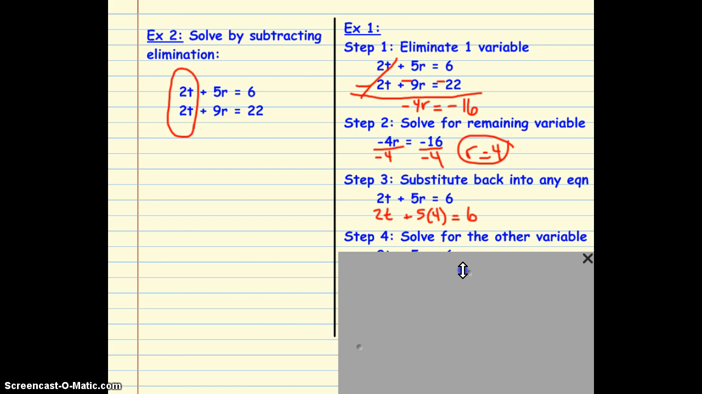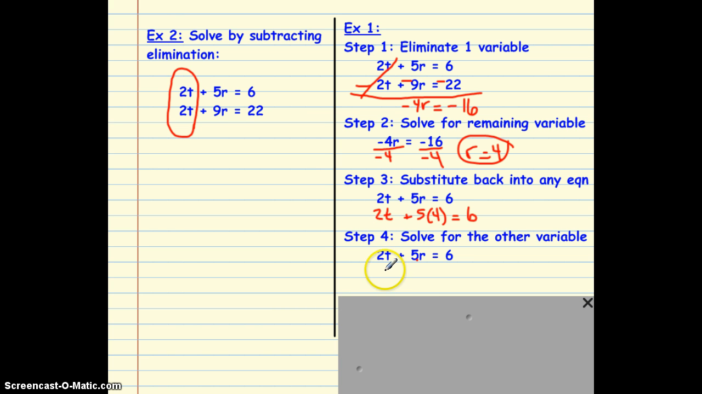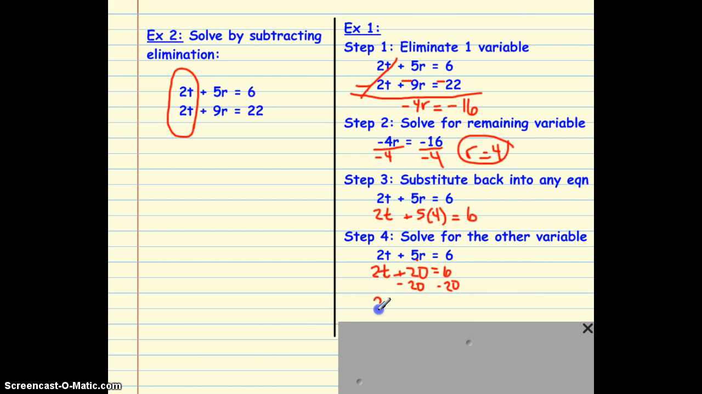Step 4, we are then going to solve for that other variable, so we are going to solve for t. Alright, so as we solve for the other variable, we now have 2t plus 20, after we substitute in, equals 6. So to solve for t, we need to subtract 20 from both sides. So 2t plus 20 minus 20, that is canceled out, equals negative 14. And divide both sides by 2, so t equals negative 7.